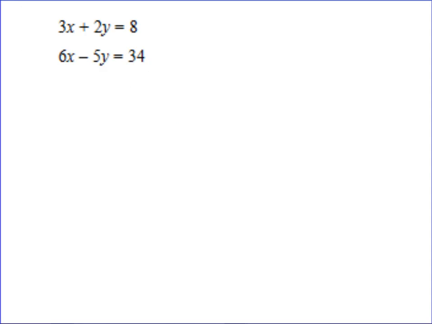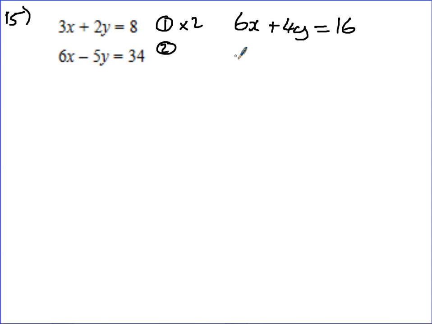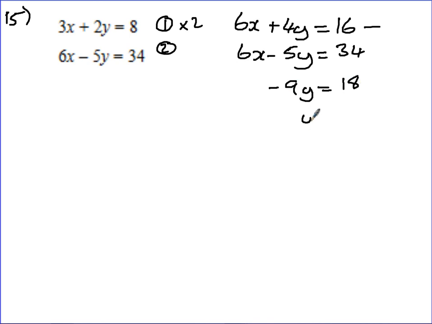Question 15 is a simultaneous equation. So we need to make either the x's or the y's the same. The easy way here is to take equation 1 and times it by 2, because then that'll make it 6x. So we get 6x plus 4y equals 16, and then write the bottom bit down again. And then take this off this. So that has gone. That gives you minus 9y. This take this gives you 18. So divide through by minus 9. So y then is minus 2.